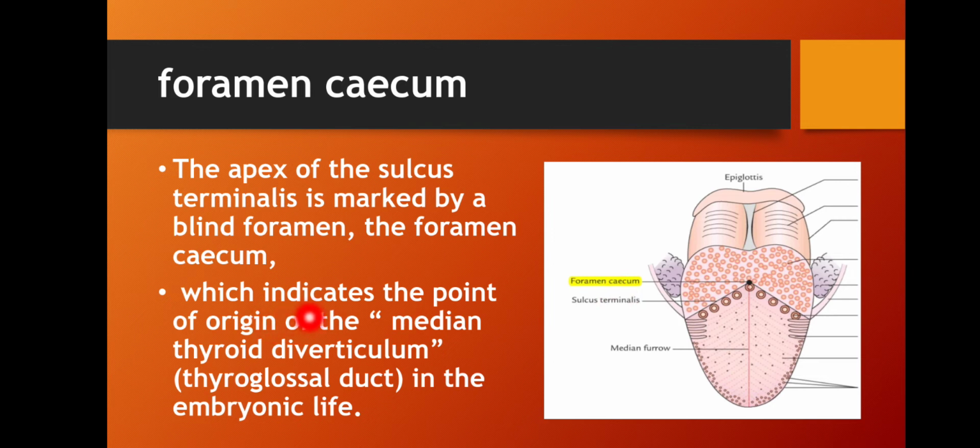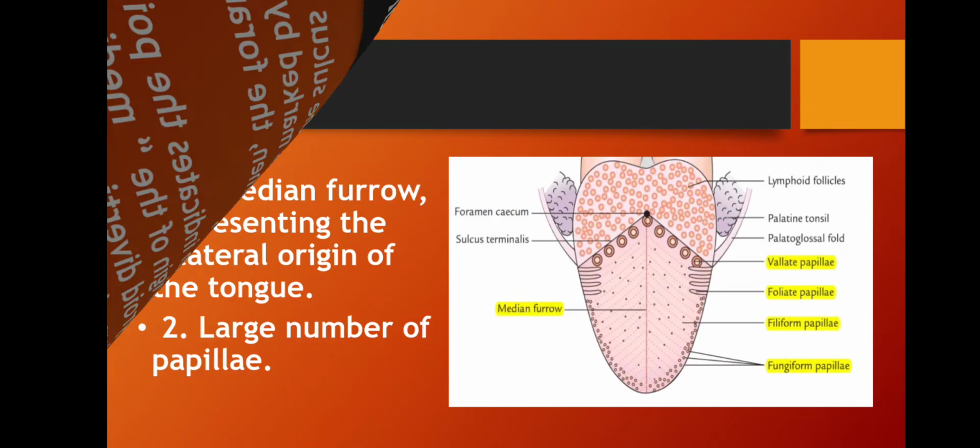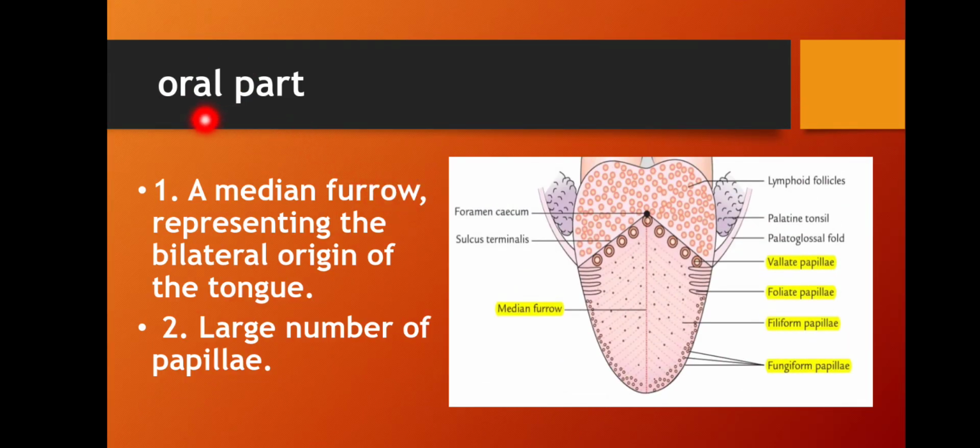So this indicates the point of origin of the median thyroid diverticulum, or you can also call it the thyroglossal duct, in the embryonic life. So this foramen cecum is indicating the origin of the thyroglossal duct in the embryonic life. Okay, next, oral part. So let's see about the oral part.